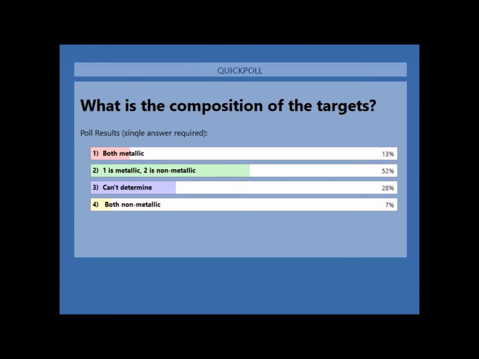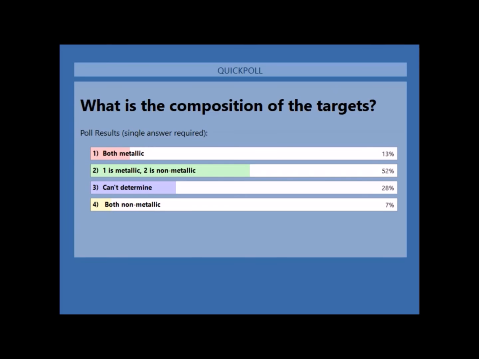This is interesting. This is actually what I expected. The correct answer is actually 3. 28% of you got that answer, that we cannot determine the composition of these 2 targets. And I know why 52% of you picked the answer that number 1 is metallic and number 2 is non-metallic. But let's talk about that.